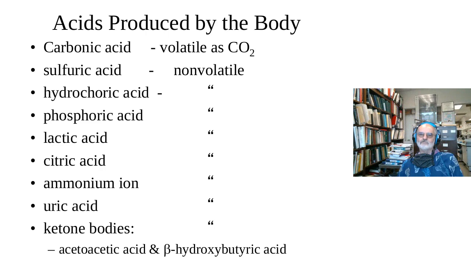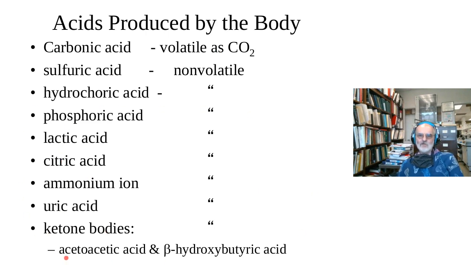Okay. Our bodies produce acid. Metabolism and degradation produces acids. Carbonic acid is the one that we've been primarily talking about. That's the volatile CO2 that is gotten rid of by our lungs. Sulfuric acid, hydrochloric acid, phosphoric acid, lactic, citric, ammonia, uric, ketone bodies are all non-volatile. They're soluble in water, and we have to get rid of all of this stuff through our kidneys. And so our kidneys are involved in breaking down all of these acids.